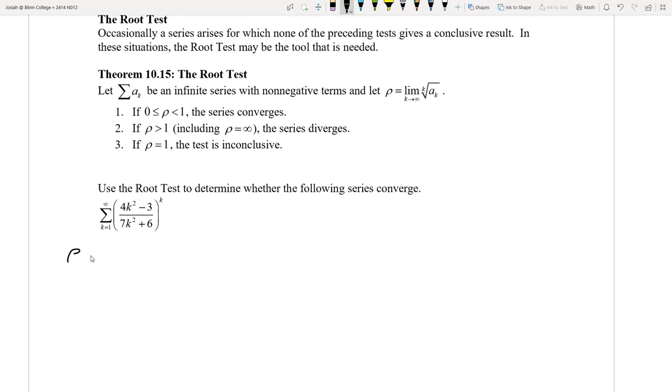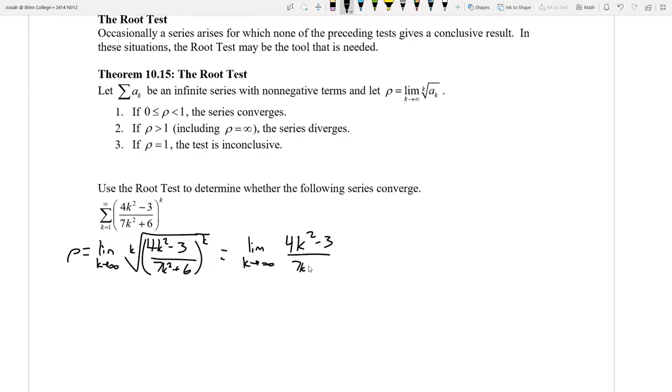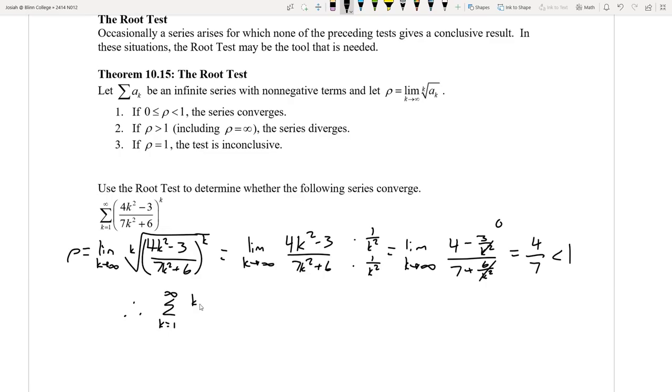If we have a kth power over everything, you can see that when we apply the limit and the root, we'll end up with some nice cancellation. So we've got the kth root and kth power. They will cancel. And so we get the limit as k tends to infinity of (4k² - 3) over (7k² + 6). Go ahead and multiply by 1 over the greatest power of k in the denominator, which is k squared in this case. And so we get (4 - 3/k²) over (7 + 6/k²). These guys go to 0. And so we get 4/7, which is less than 1. Therefore, our series, the sum of ((4k² - 3)/(7k² + 6)) to the k power, converges by root test.